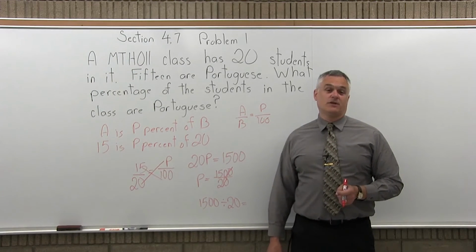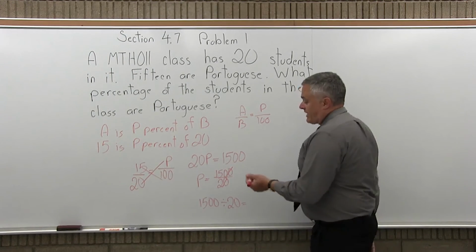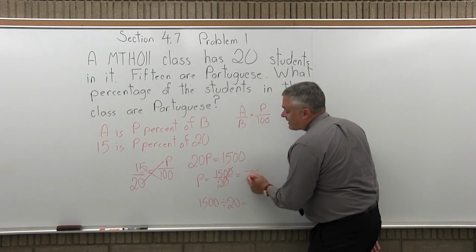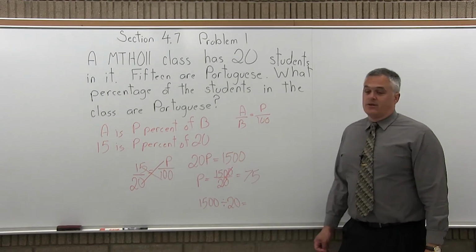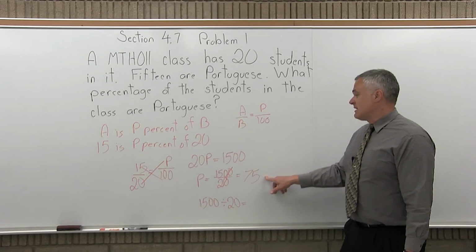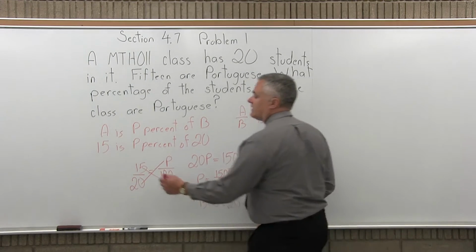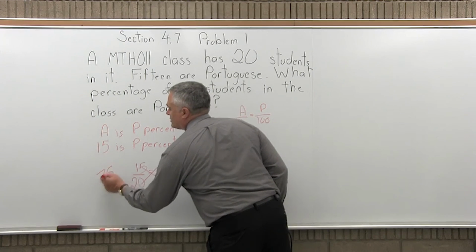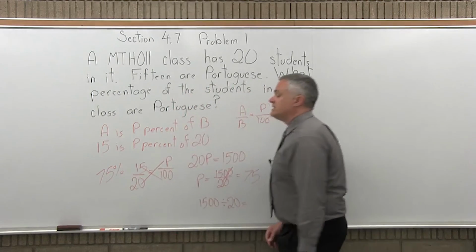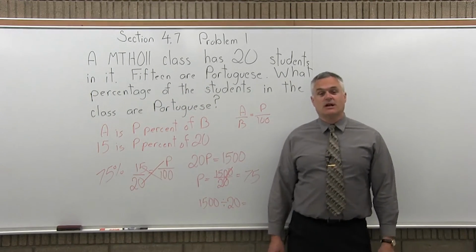So I have 150 over 2. Well, half of 150 is 75. I can do that without a calculator or doing the division. So P is 75, so that means 75%. If you have 20 students in a class and 15 of them are Portuguese, that means 75% of the students in the class are Portuguese.